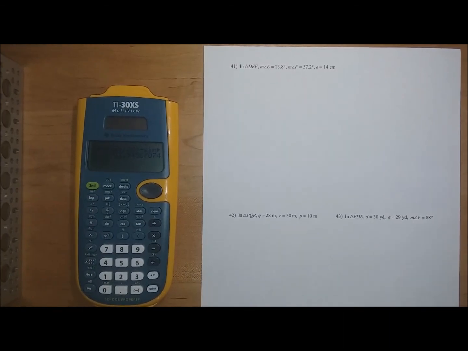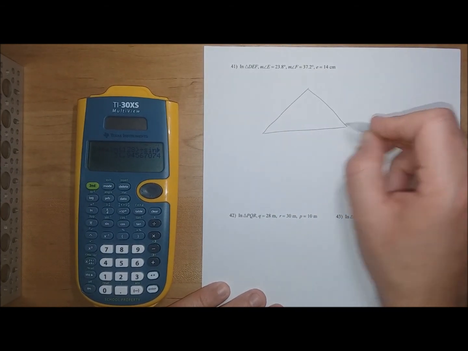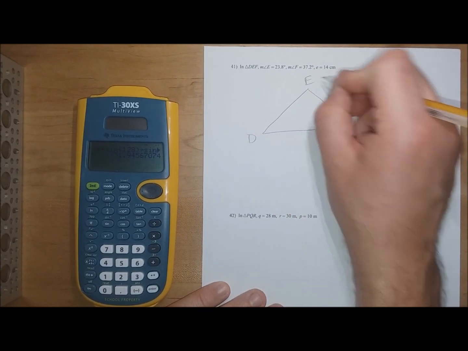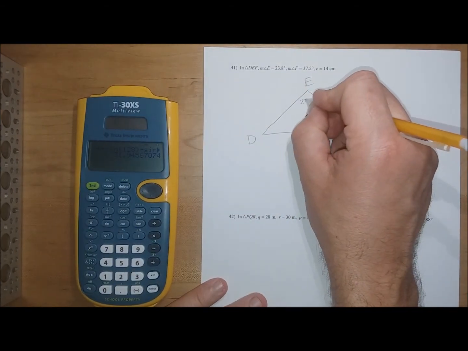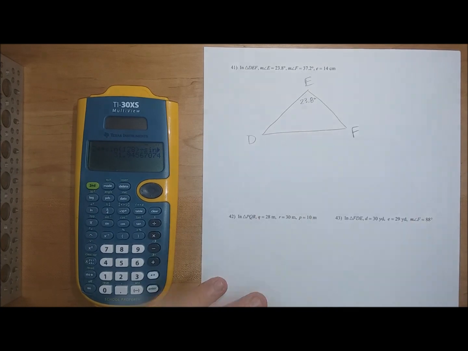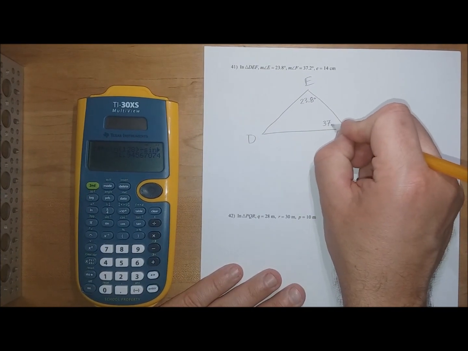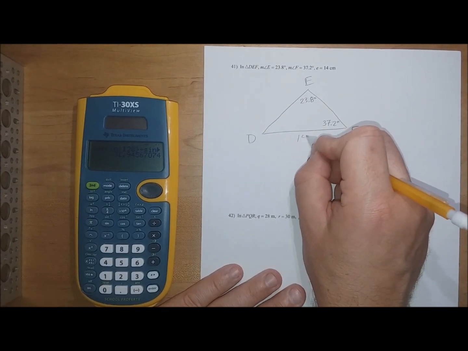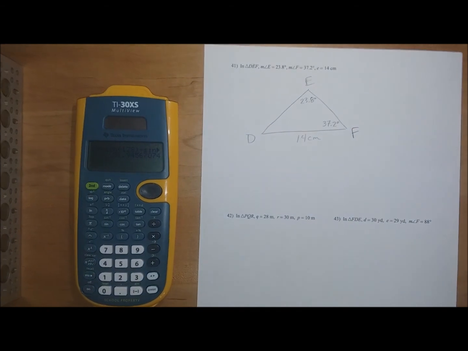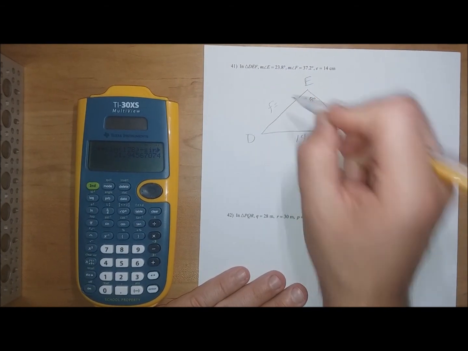Okay, another one here, number 41. Again, we've got some triangle D, E, F. Angle E is 23.8 degrees. The measure of angle F is 37.2 degrees. And side E is 14 centimeters. Can we solve the triangle? Well, why don't we go after side F first?